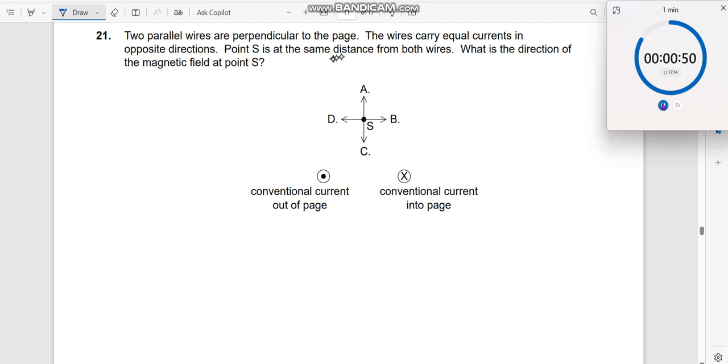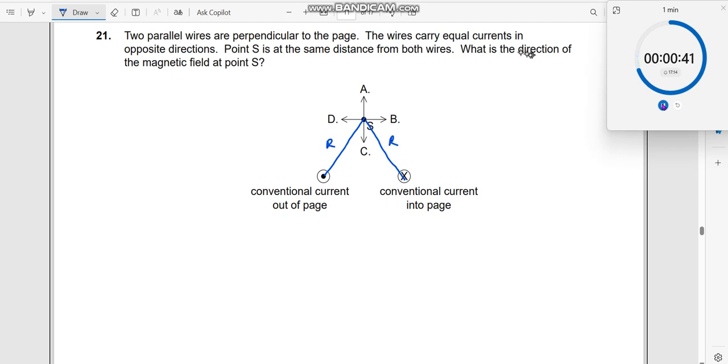Point S is the same distance from both the wires. So this distance and this distance are equal. Let me call this R, and let me call this R here. What is the direction of the magnetic field at point S? So what you need to do is find out the magnetic field at point S due to both the wires, and then find out the resultant direction.